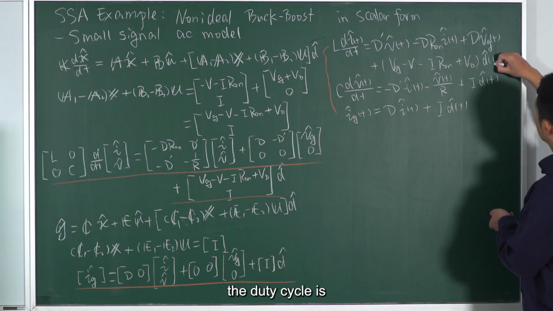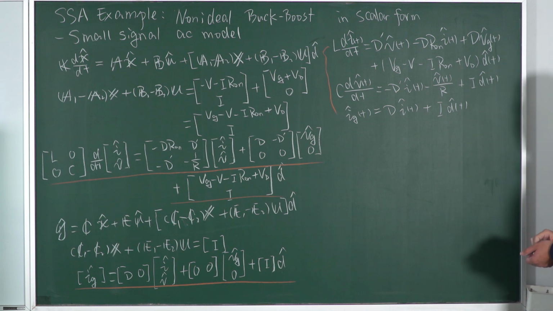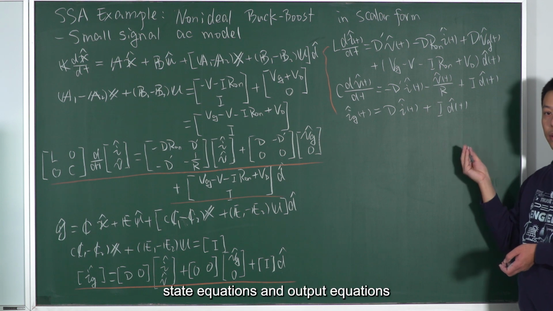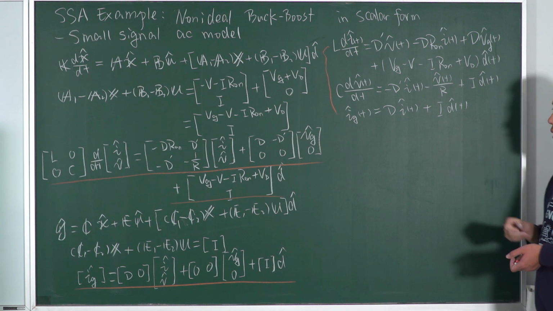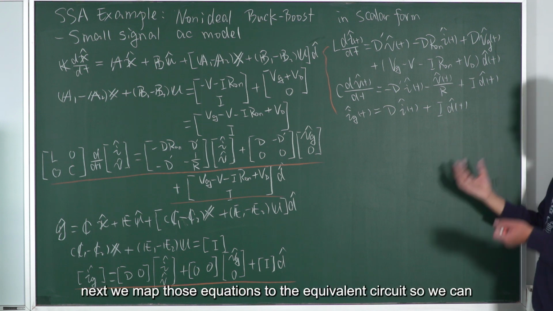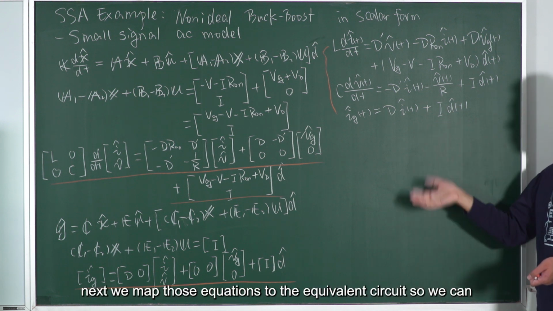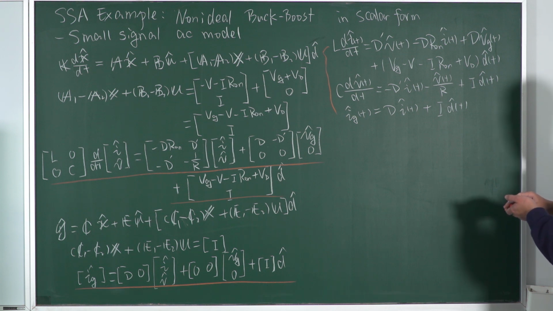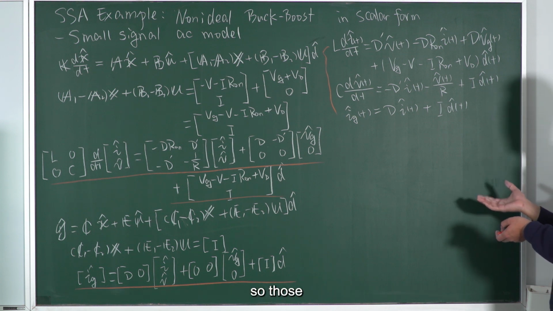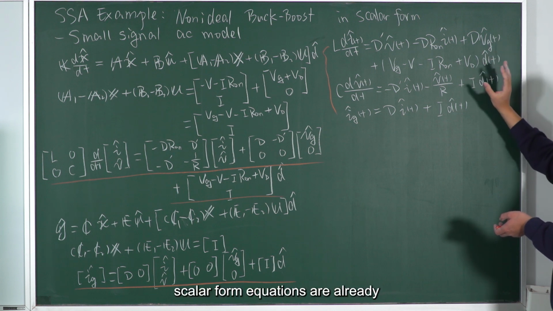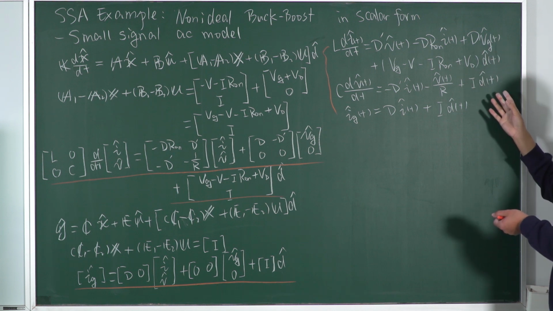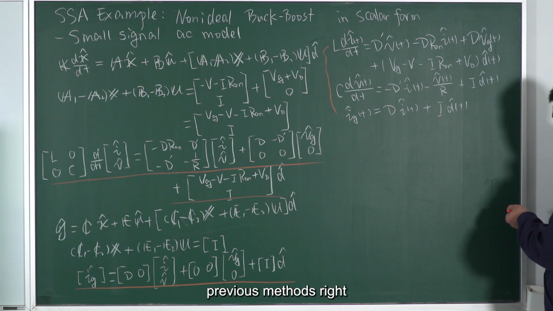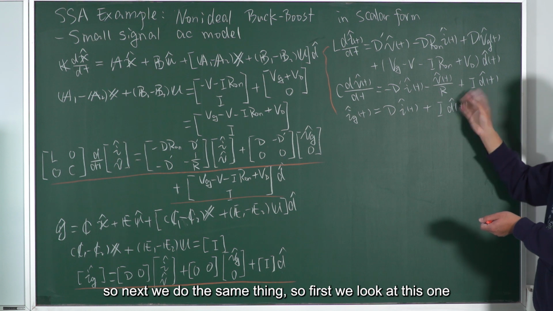The duty cycle is time varying. Okay. So here is the scalar form for those state equations and output equations. Next, we map those equations to the equivalent circuit, so we can do as what we did before. Those scalar form equations are already the same results we have obtained in the previous methods, right? So next, we do the similar thing.